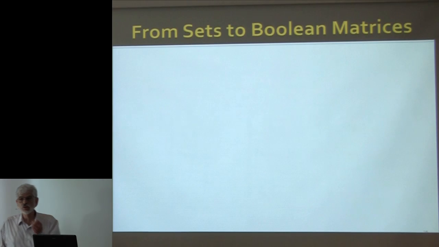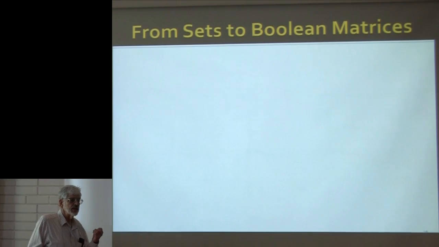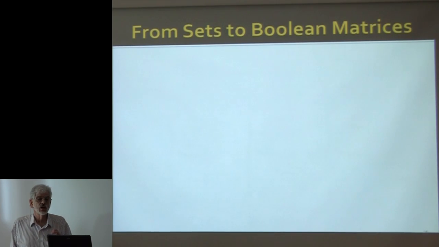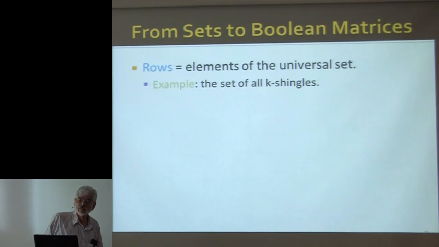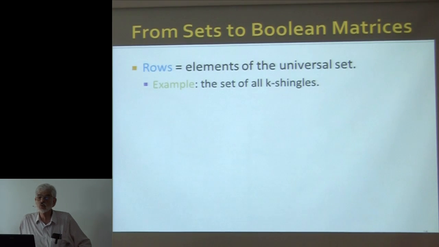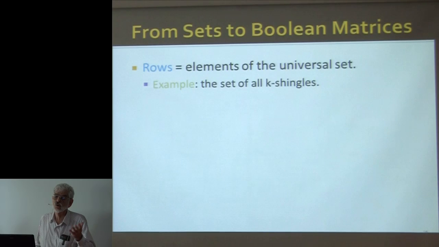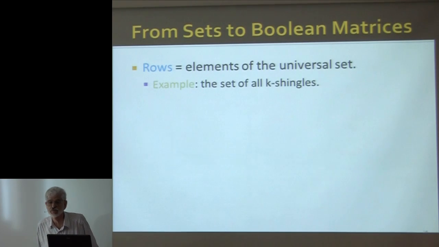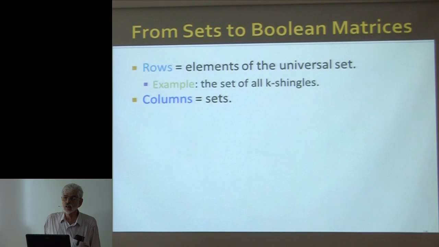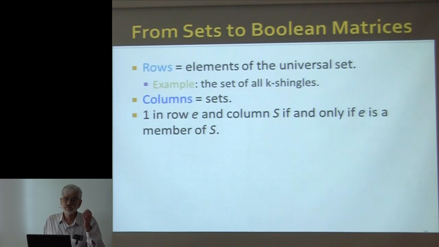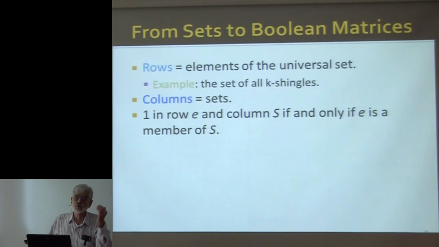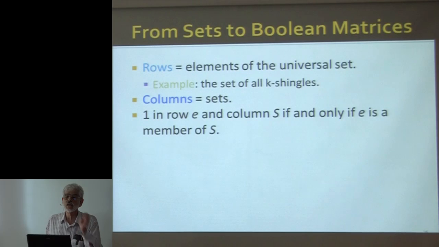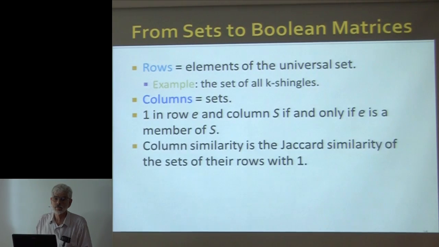Now, in order to explain how min-hashing works, I'd like to start thinking of sets as Boolean matrices. Really a collection of sets. Each set is a column in this matrix. So the rows will correspond to the elements of some universal set. For example, if you're using K-shingles, there are only a finite number of K-shingles, so you can think of one row for each possible K-shingle. Columns, as I said, correspond to the sets, and it's a characteristic matrix. You put a 1 in the row for an element E and the column for set S if and only if E is a member of S, otherwise you put 0 there. Okay.